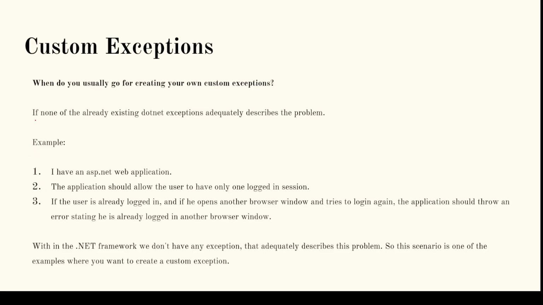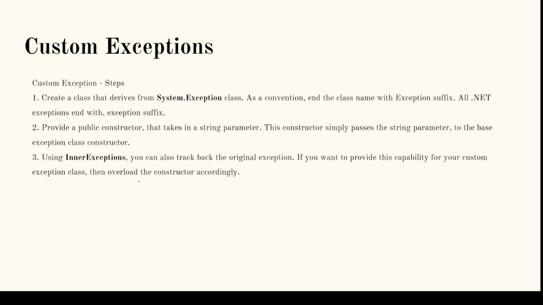So let's summarize what we have learned till now. If none of the already existing .NET exceptions adequately describe the problem, we can go for custom exceptions. And here are the steps that we have performed in this video. We have created a class and we have inherited the System.Exception class. We need to provide a public constructor that takes a string parameter if we want to provide some custom message to our custom exception. And if you want to provide inner exception, then we need to create one more constructor that can accept inner exception as the second argument.